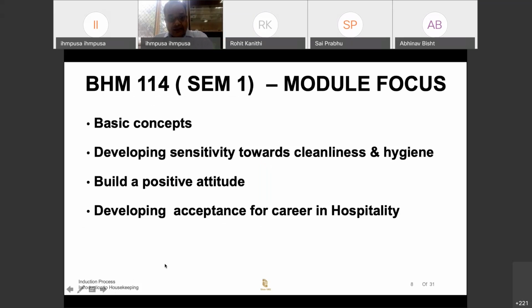And the subject that will be there for the first year is BHM 104. You will be studying the basic concepts of housekeeping, developing sensitivity toward cleanliness and hygiene, building positive attitudes towards the organization and the society, and developing an acceptance for a career in hospitality.